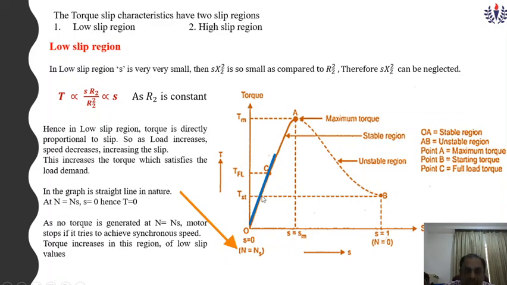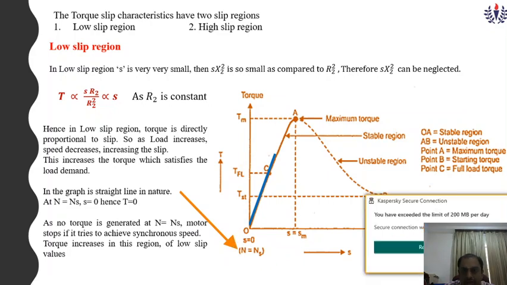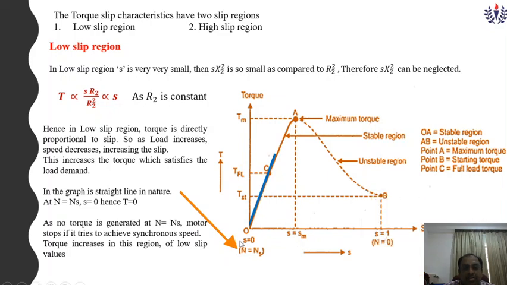This straight line is called the low slip region. At s equal to 0, the speed N equals Ns, and during this position the torque value will be 0. As no torque is generated at s equal to 0, the motor stops if it tries to achieve the synchronous speed.